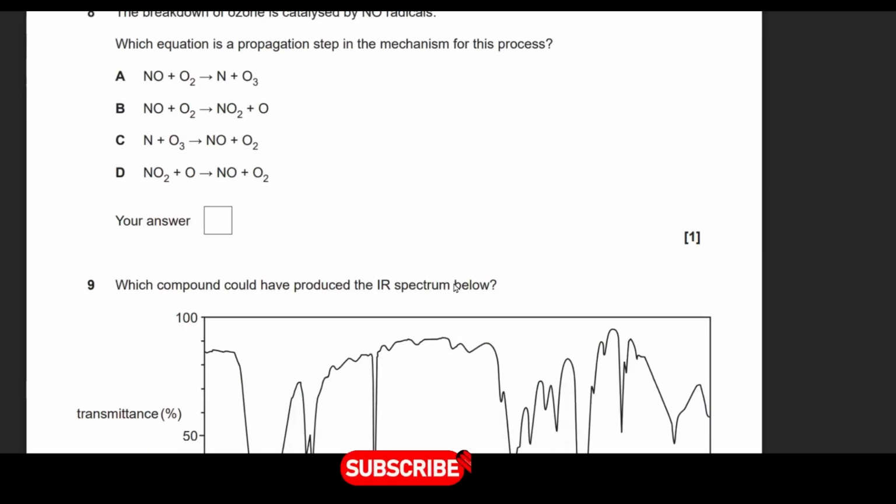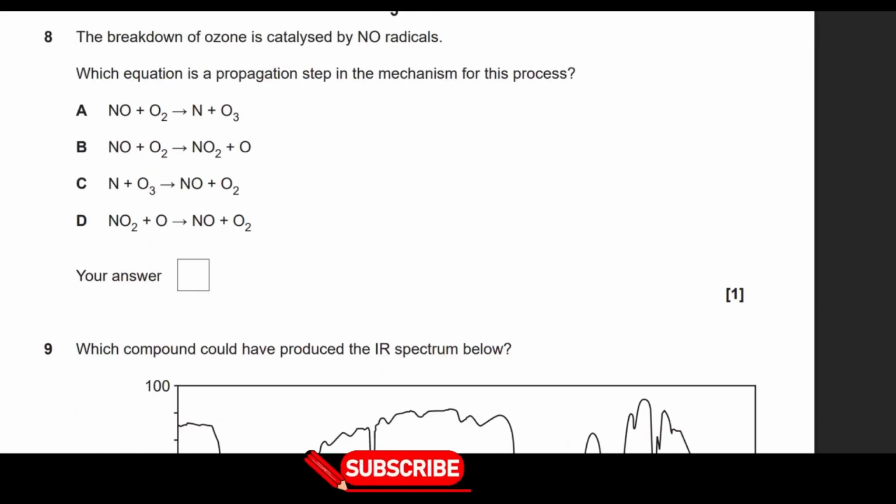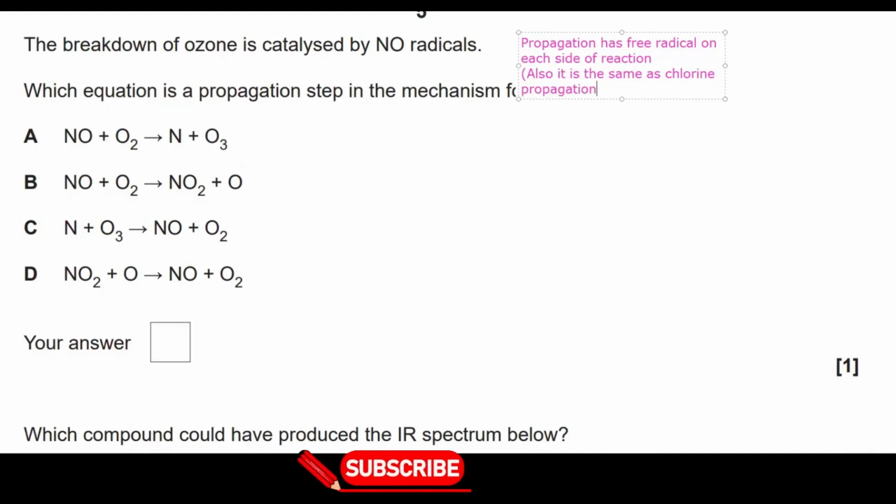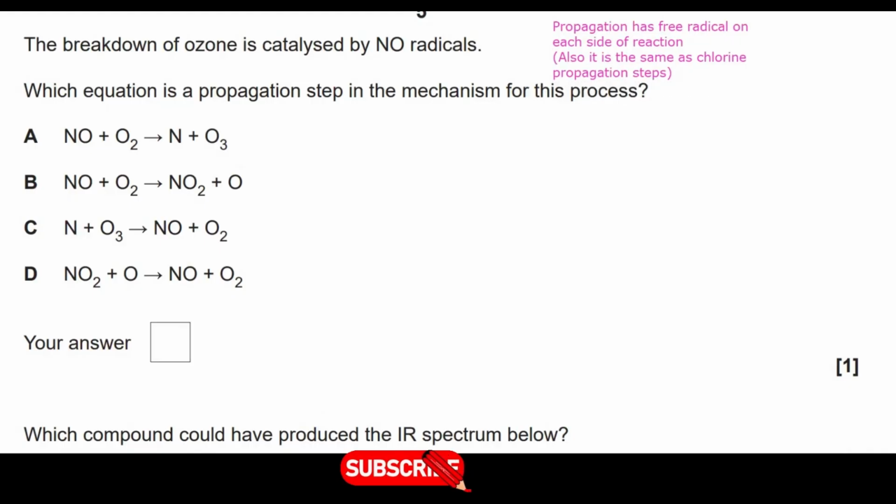Okay, let's zing to question 8. The breakdown of ozone is catalyzed by nitrogen monoxide radicals. Which equation is a propagation step in the mechanism for this process? So we're going to have nitrogen oxide radicals. Remember, your propagation would have a free radical on either side of the reaction. They've made this difficult by not showing us the little black dot or which ones are free radicals. So they've made this a little bit more difficult.